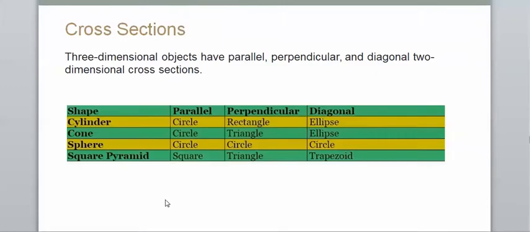Okay, so cross-sections. Three-dimensional objects have parallel, perpendicular, and diagonal two-dimensional cross-sections. A cylinder has a parallel cross-section of a circle, a perpendicular cross-section of a rectangle, and a diagonal cross-section of an ellipse. You can see by this chart, and we have a similar chart on the webpage you can look at, the different cross-sections of cylinders, cones, spheres, and square pyramids.